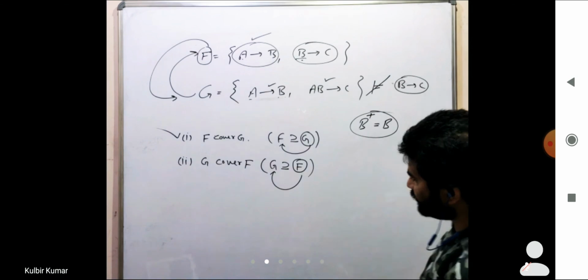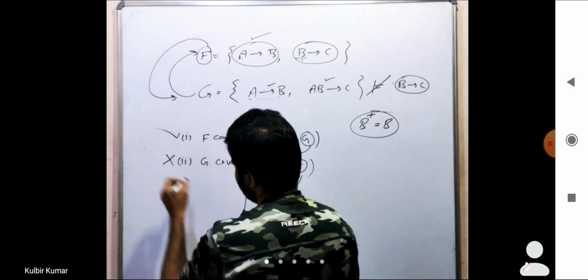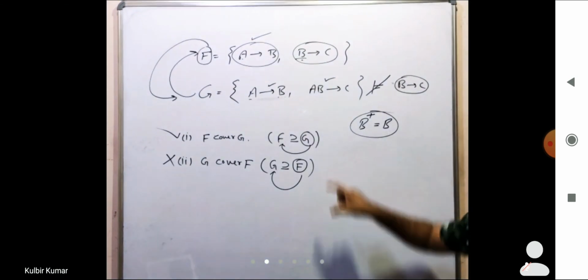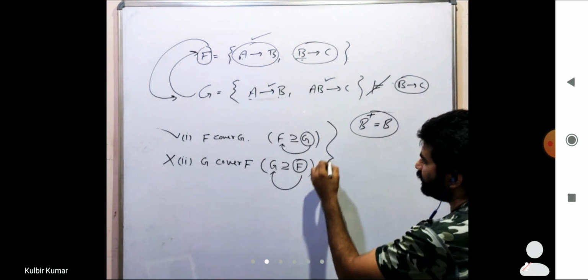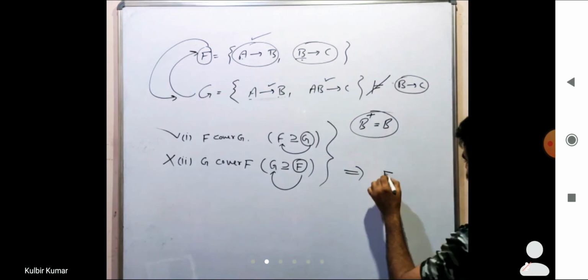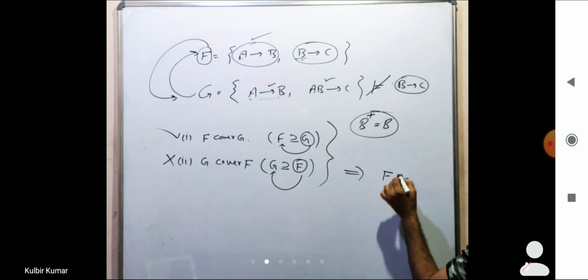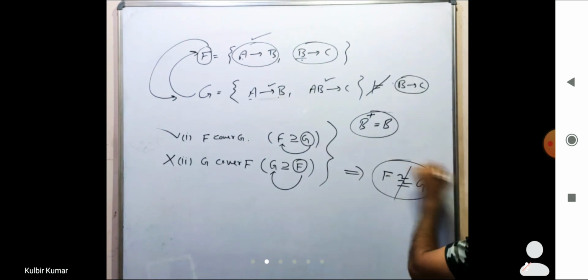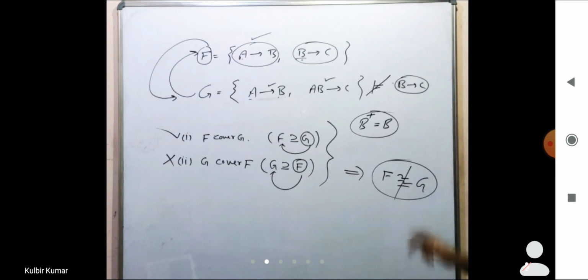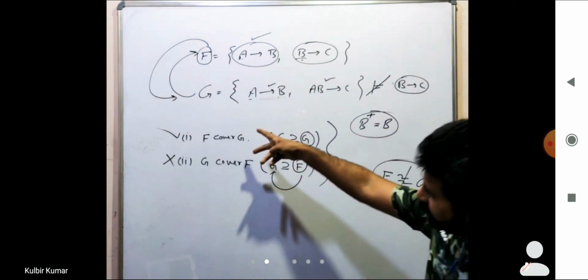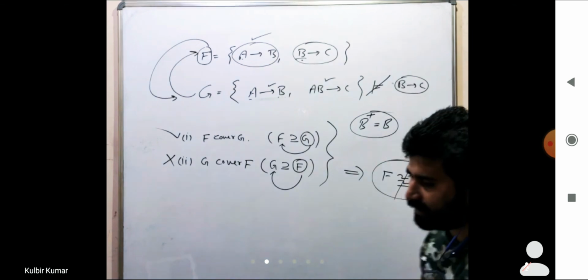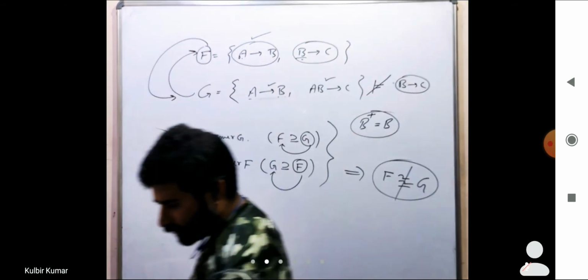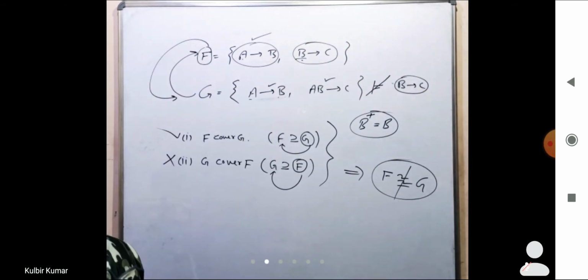So finally we can say this condition is not true. If this condition is not true, we can say finally F and G are not equivalent, right? F and G are not equivalent. To be equivalent, these two conditions should be satisfied, right? So now tell me it is clear or not.